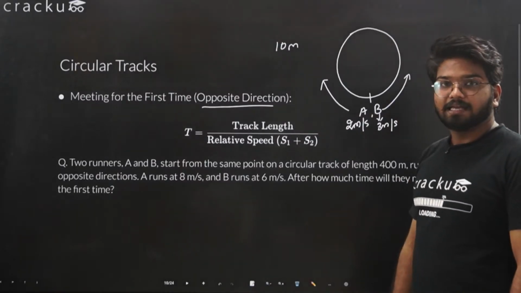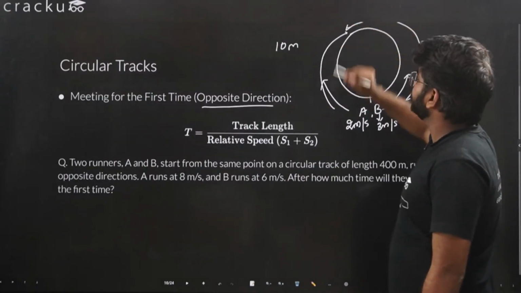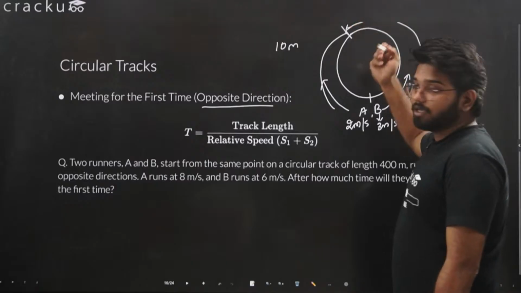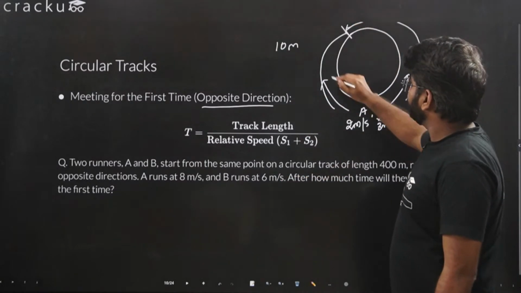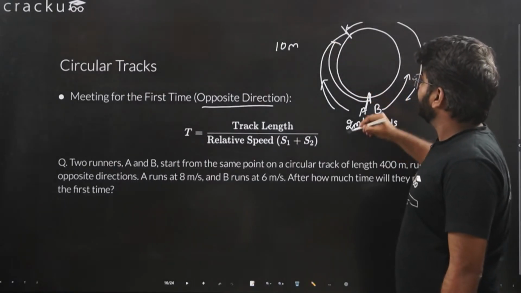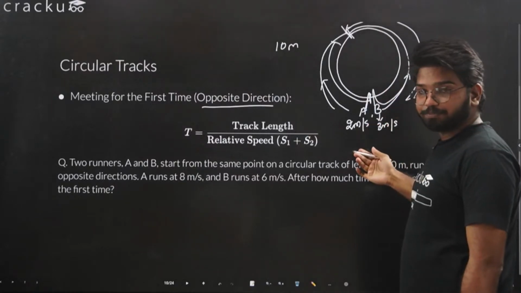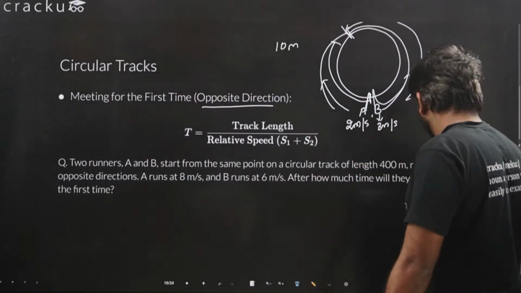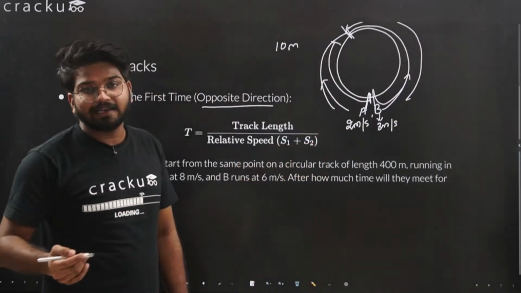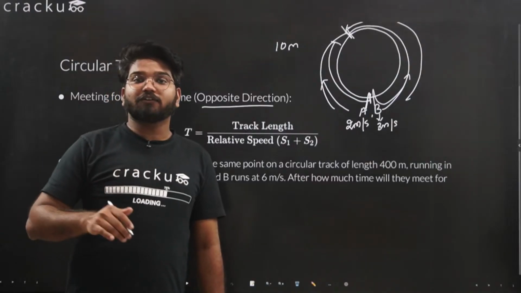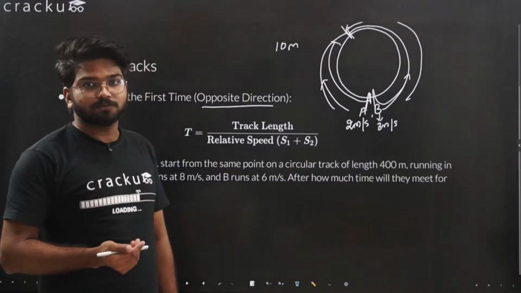When will they meet? They will meet when both of them have covered some part of the whole track. Here somewhere, if you notice, from the starting point, A covered some part of the track and B covered the other part of the same track. Or in another sense, they both together have covered the length of the whole track to meet for the first time if they are moving in opposite direction.